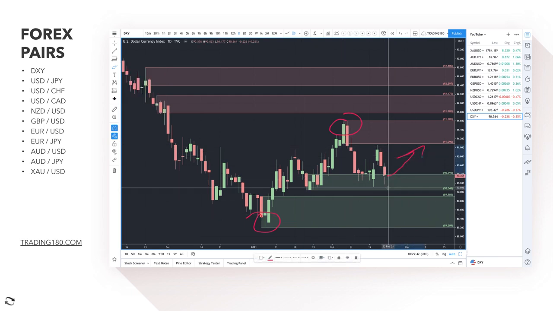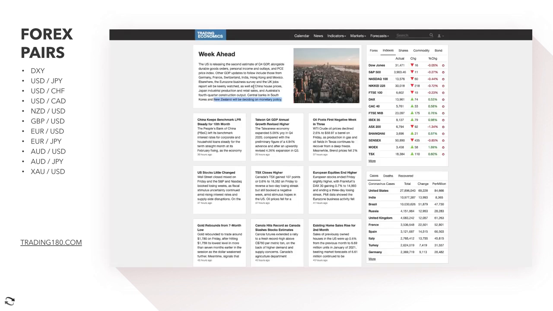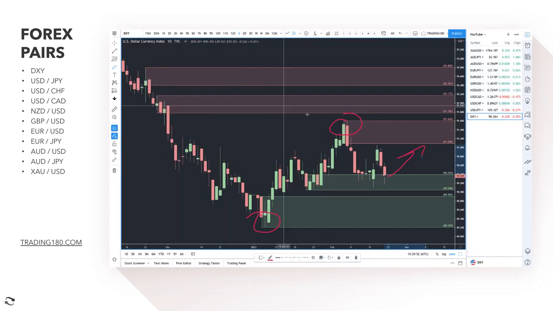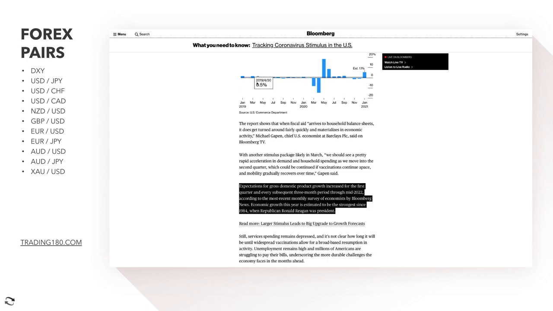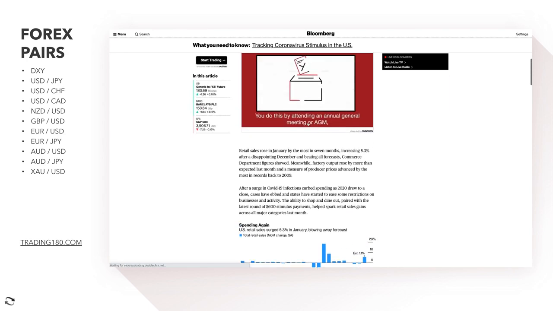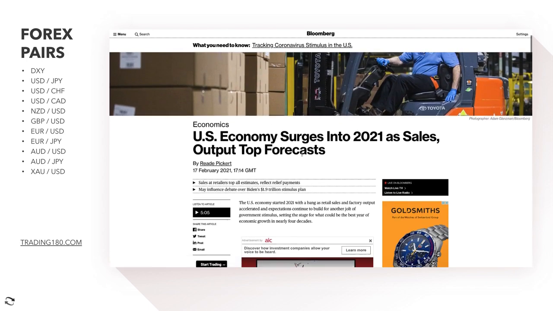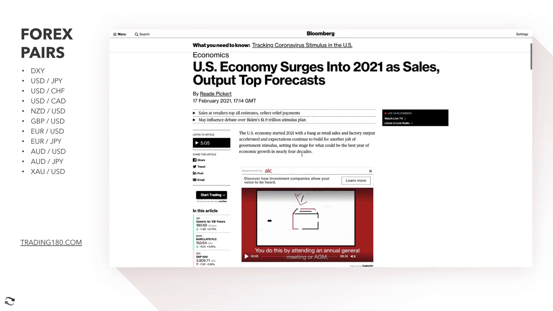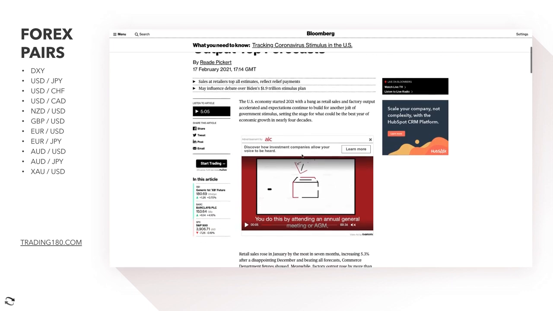There is obviously some news coming out this week regarding the week ahead, the fourth quarter estimates, but I do think that should potentially be positive. Also, just the week just gone, the US economy surges into 2021 as sales output tops forecast.